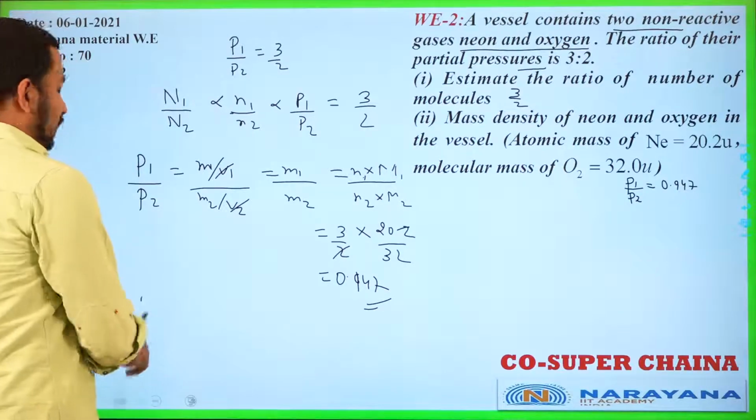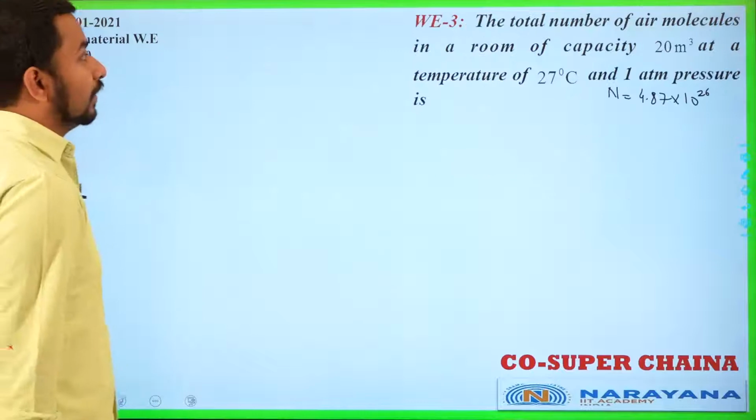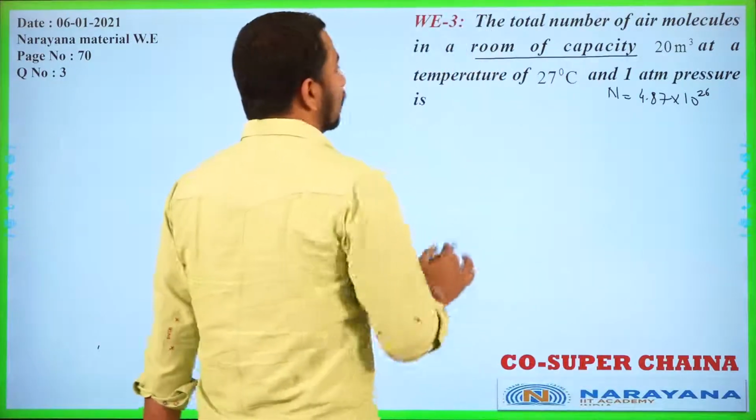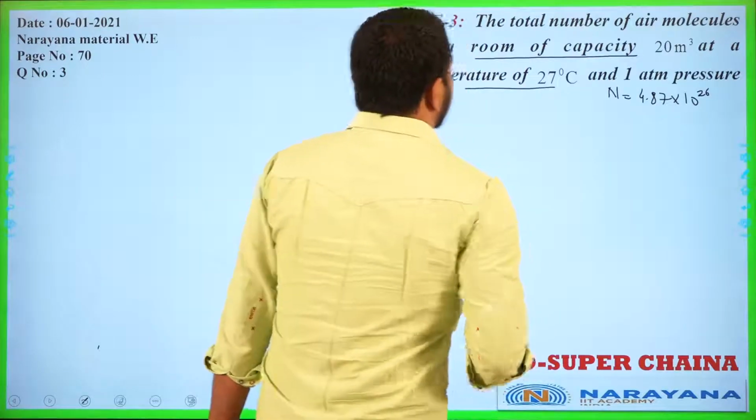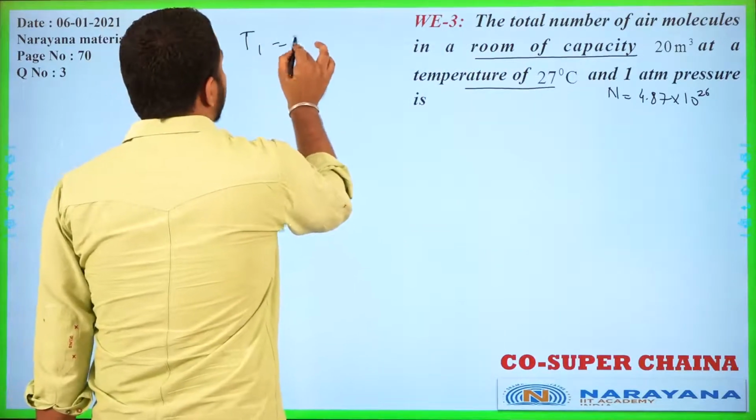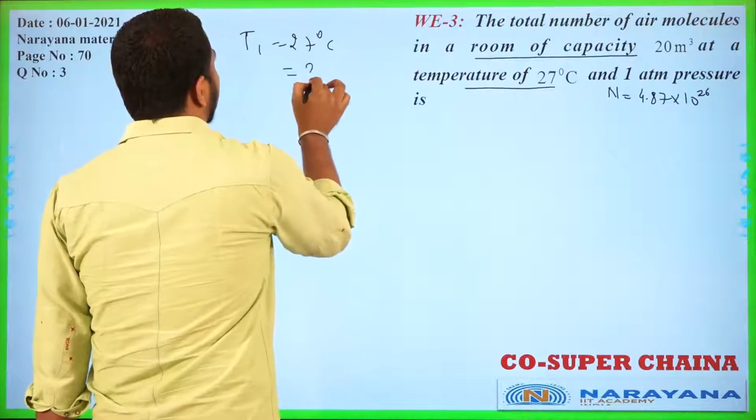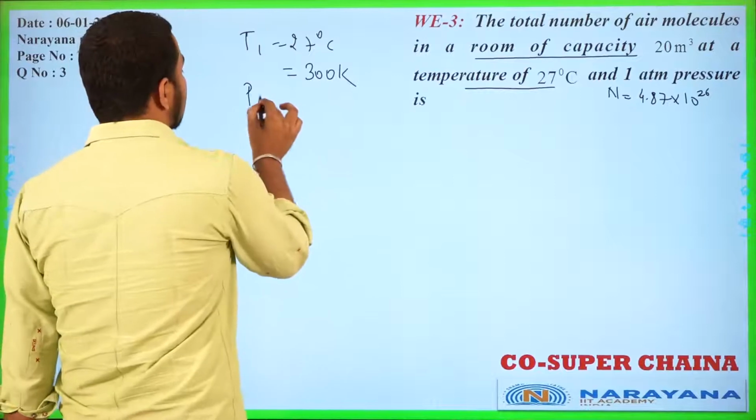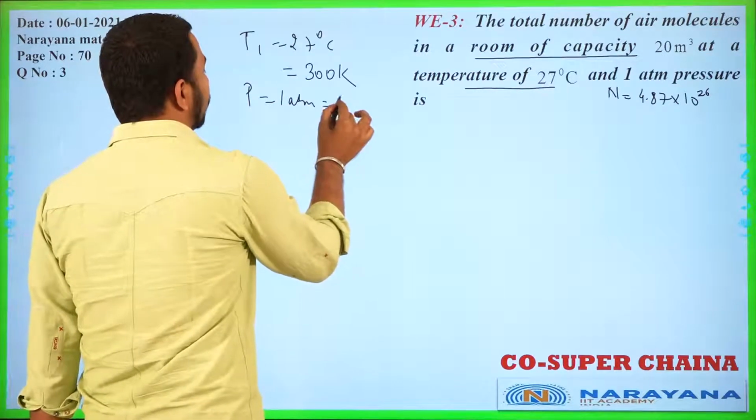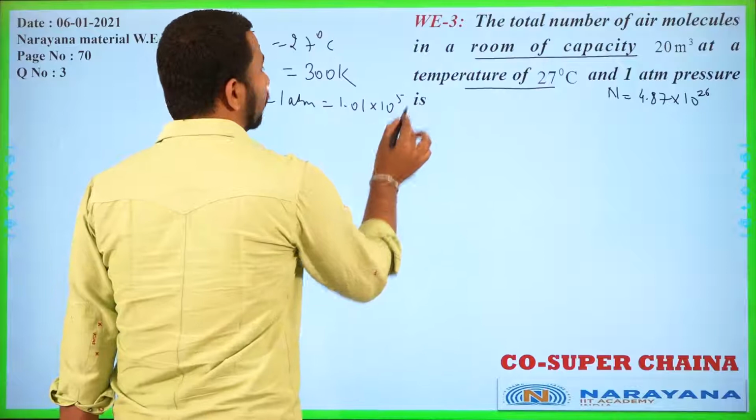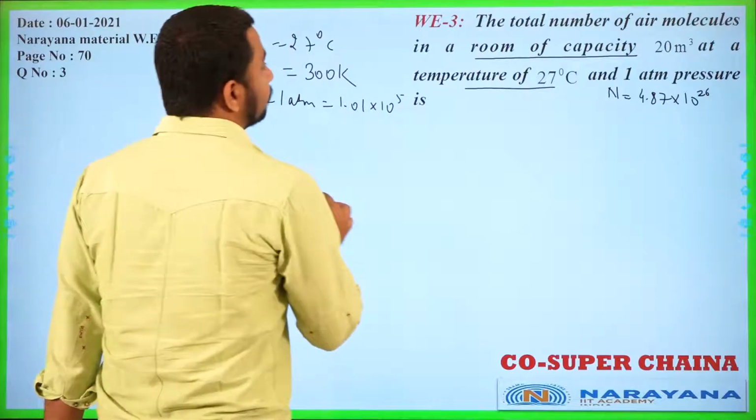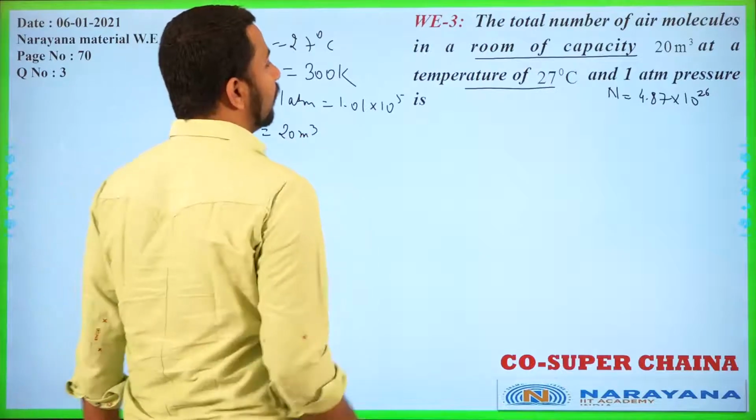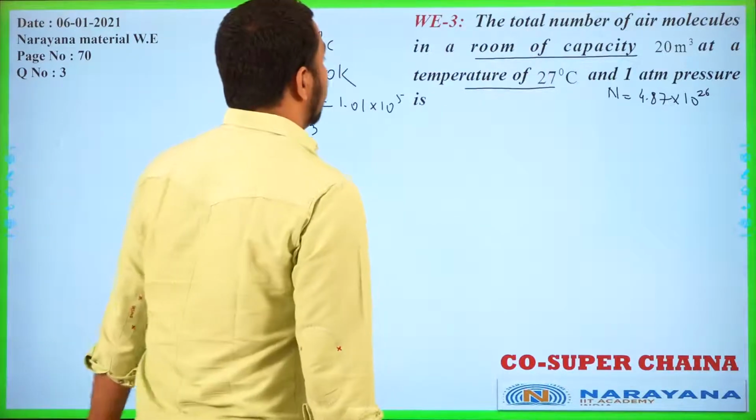So let's move to the next question, student. The total number of air molecules in a room of capacity this, temperature T1 is given as 27 degrees Celsius. We will convert this into Kelvin. Pressure is given as 1 atm, so it will be 1.01 into 10 to the power 5. Volume is given 20 meter cube. You have to find the total number of air molecules.